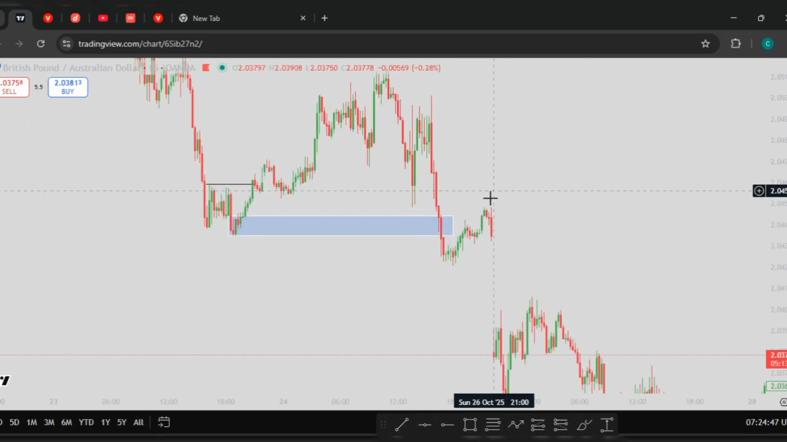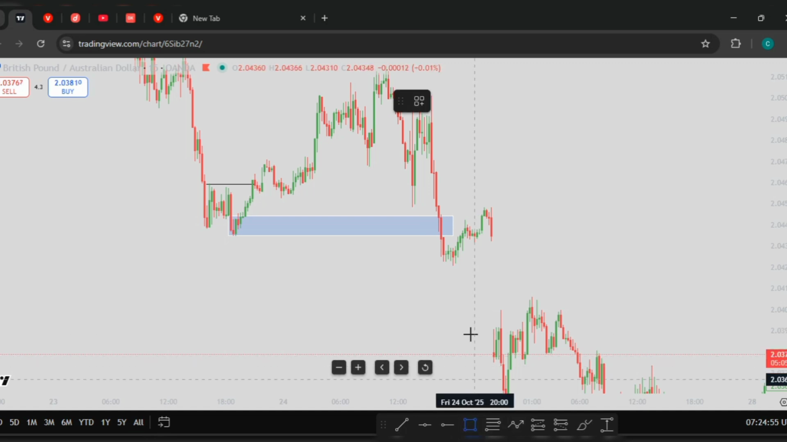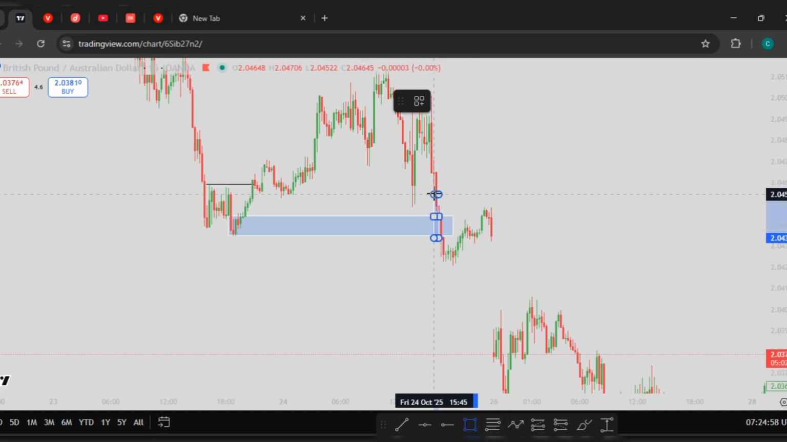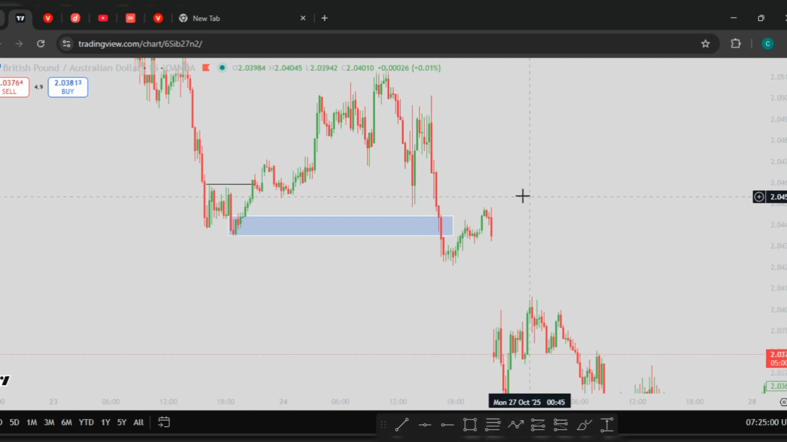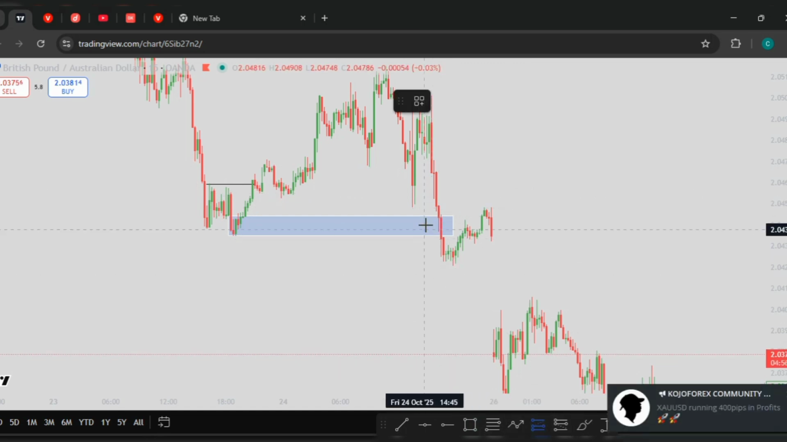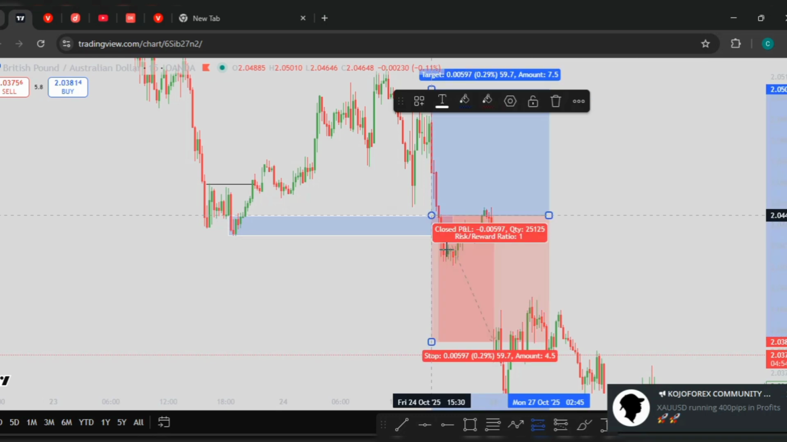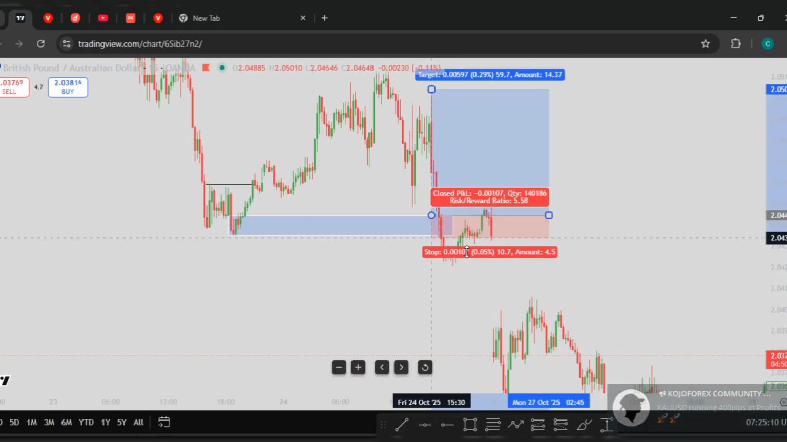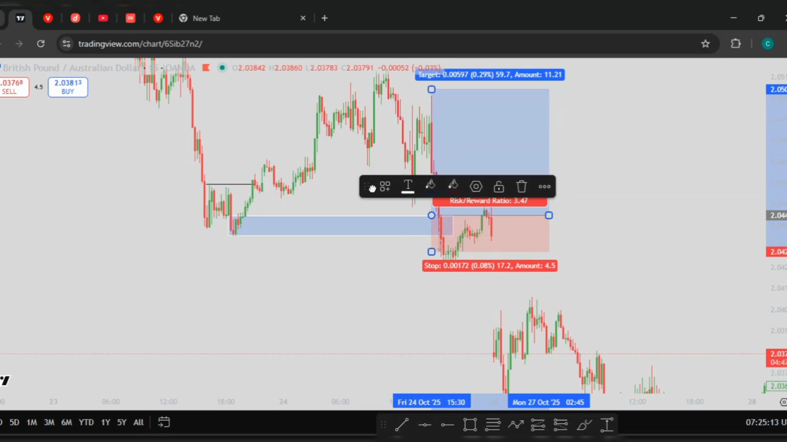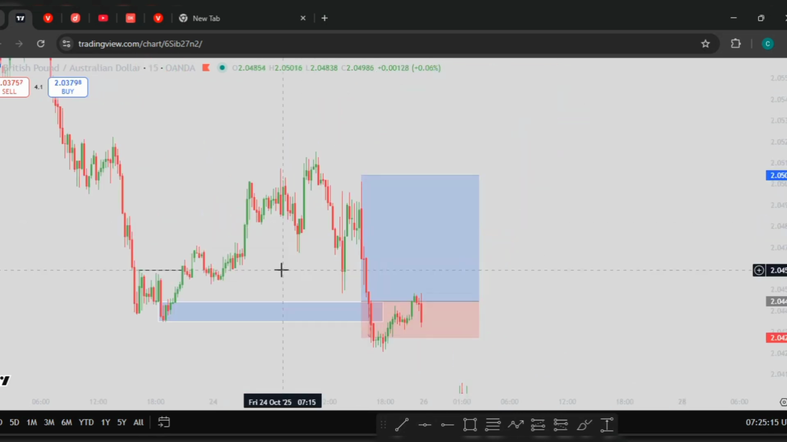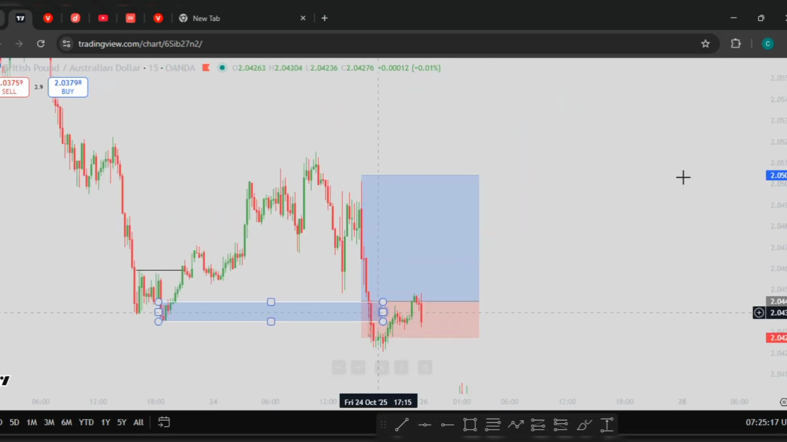Now, if you see what happened here, it came here and gave a small reaction on this particular zone. It gave a small push upward, but it couldn't sustain it. Then what happened? If you came here and placed your entry on this particular place to buy, and let's say you put your stop loss here and target a 1:3 trade, what would have happened? Your stop loss would have been hit.